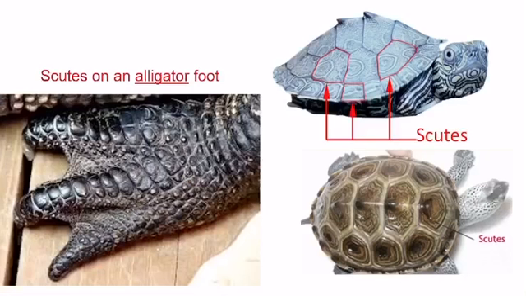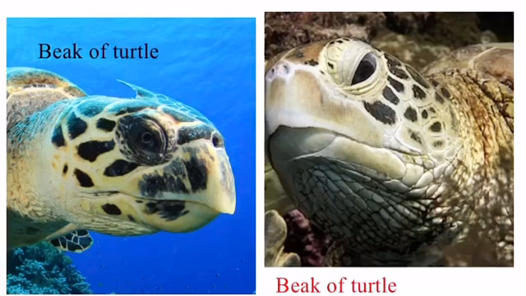This is a photo of an alligator foot. Here scutes are present on an alligator foot. These are scutes which are visible on the shell of a turtle. The beak of a turtle is also a modification of the stratum corneum.